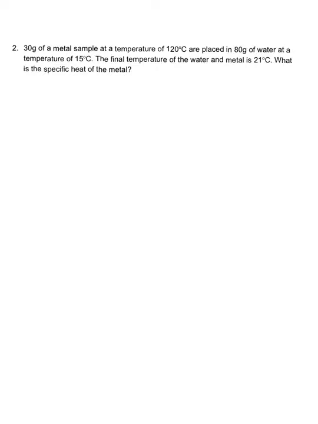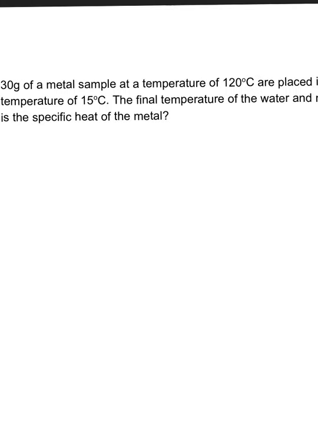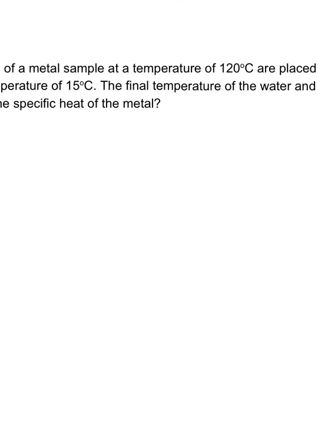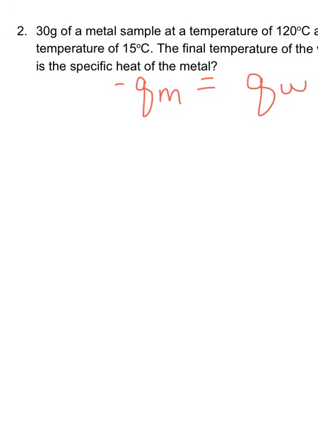Okie doke. So remember, we have negative Q for the metal equals Q for the water. Let's make our little graph. So I have mass, specific heat, final temperature, and initial temperature.